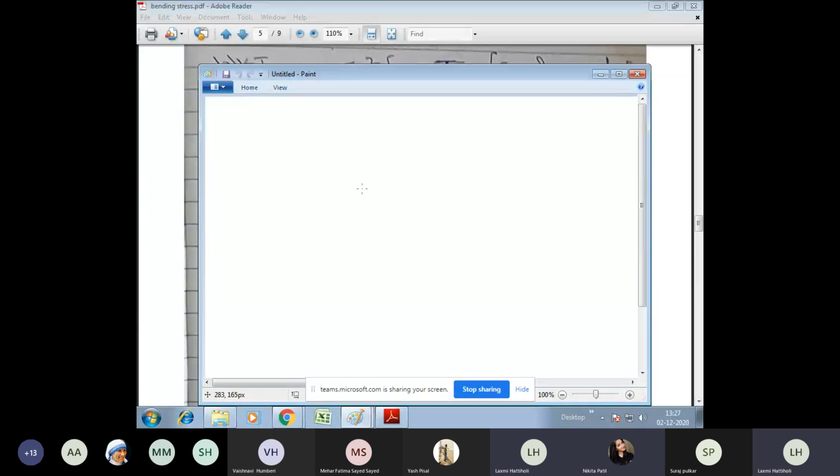Yes, ma'am. I'll take a cantilever beam subjected to a concentrated load at the end. Let's say the length of this beam is L. This is my A point and this is my B point. This is my cantilever beam. Can you tell me what is the moment generated at A, the moment that is generated because of the load P? Can you tell me that moment?